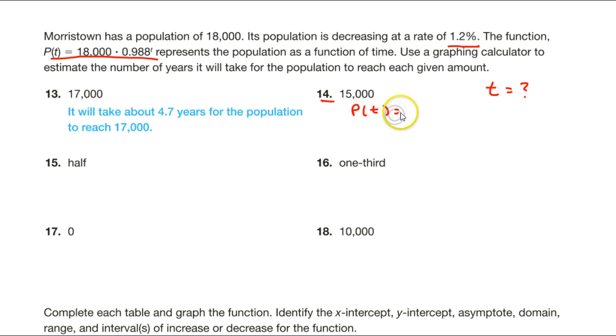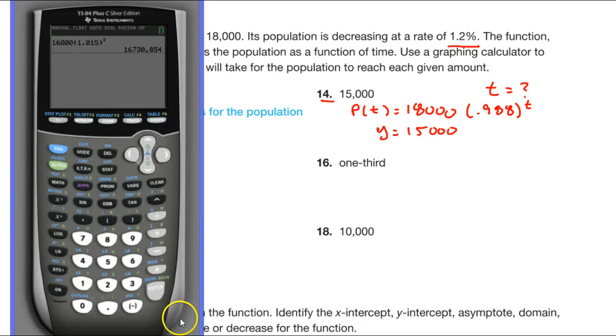Our function, which is just 18,000 times the quantity 0.988 to the t power, and we know that our final population, which can be written as y equals, or P of t is equal to, is 15,000. If we punch that into our calculator, we're able to find an intersecting point, and this will give us the value that we're looking for. So let's go to our graph functions.